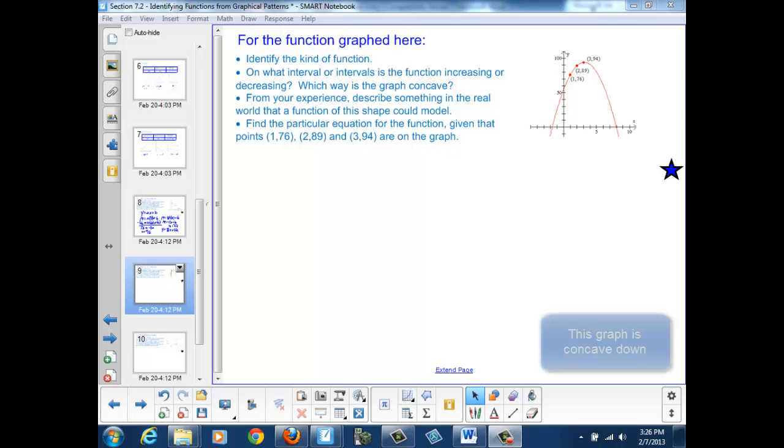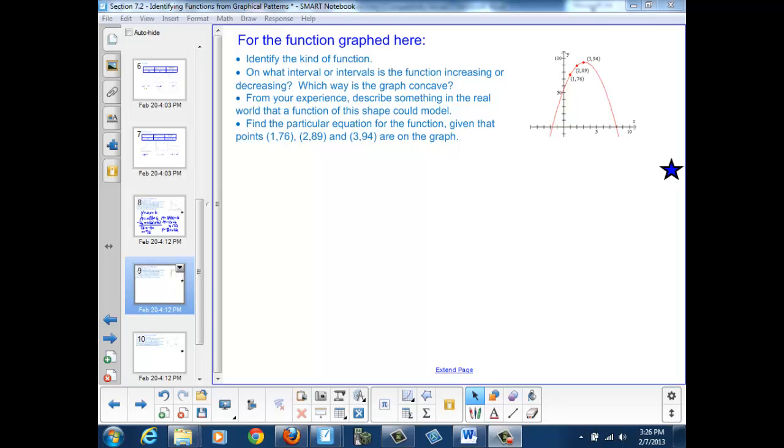Which way is the graph concave? Well, this graph is concave down across its entire domain. Something that this function might model would be anything that we throw in the air, like a football or a baseball. Any projectile follows a quadratic or parabolic path.